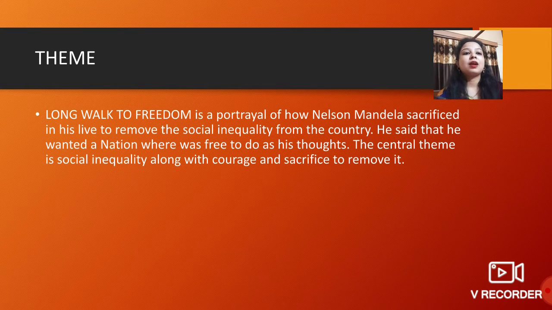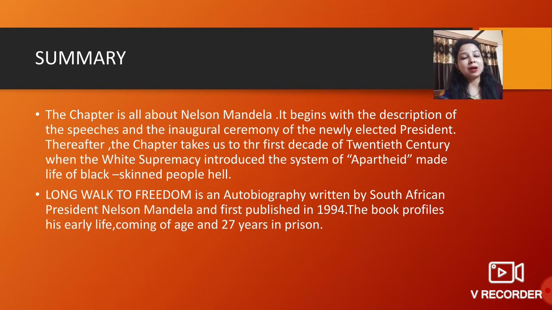Okay. So now let's move on to the chapter summary. The chapter is all about Nelson Mandela. Obviously, this chapter is all about Nelson Mandela. In this chapter, we will get detailed information about him. It begins with the description of the speeches and the inaugural ceremony of the newly elected president. So, the chapter itself begins with the description of what? Speeches. Speeches regarding what? About the newly elected president and the inaugural ceremony. That is the oath-taking ceremony.